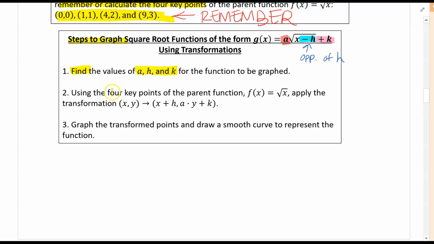So step 2, you're going to use the 4 key points. So that 0, 0, 1, 1, 4, 2, 9, 3. And then you're going to use transformations. So using transformations, the transformations is this. X plus H, Y times A plus K. Okay? So anytime you see the word transformations, it means you do X plus H, A times Y plus K, okay? And then once you have your coordinates, you're going to graph the transformed points, and then you're going to draw a smooth curve to represent the function.